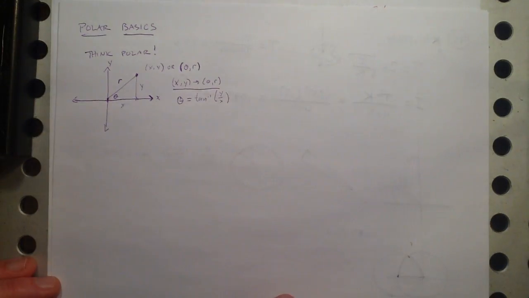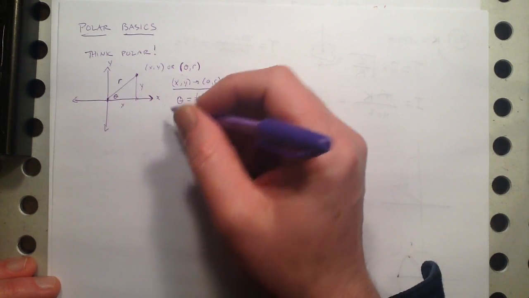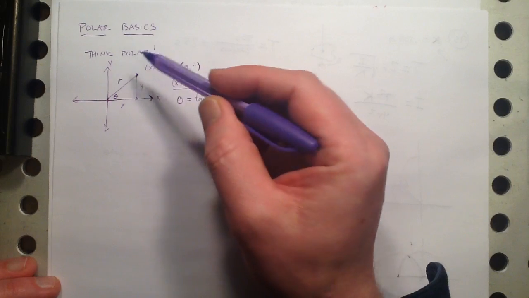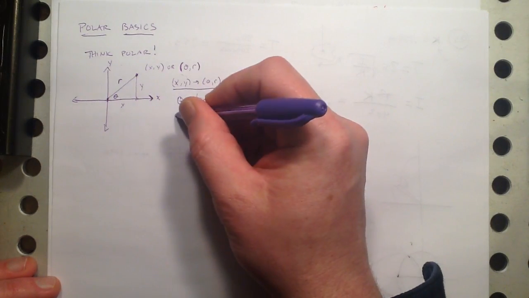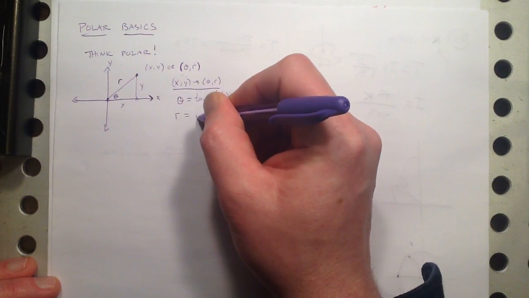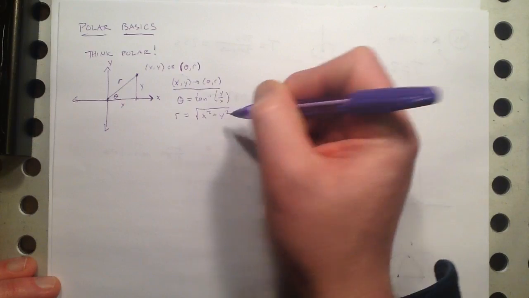We do that in physics all the time to find that angle. So nothing new there. And if you wanted to know what the r was, well, by the Pythagorean theorem, x squared plus y squared equals r squared. So r would just be the square root of x squared plus y squared.